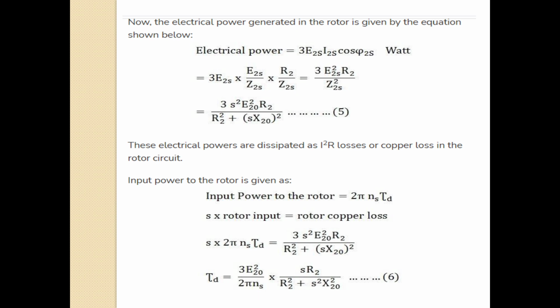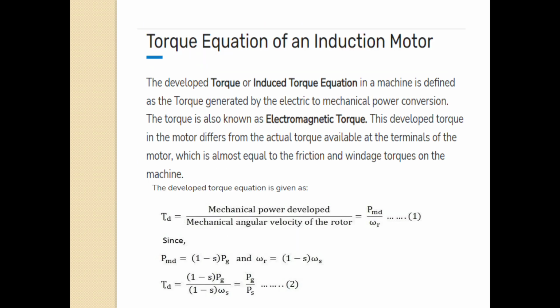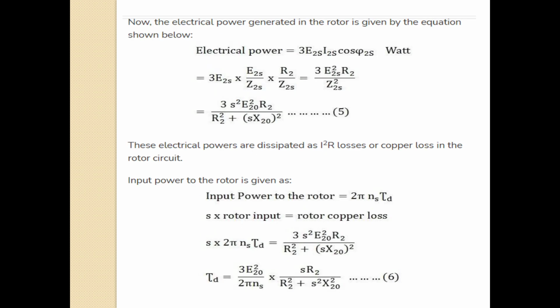Then the input power of the rotor is given by 2 pi ns times TD, and S into rotor input is equal to the rotor copper loss. This value will be substituted in the equation below. Rotor input is 2 pi ns TD. This value is substituted in this equation. Then the rotor copper loss value will be 3 S square E2 naught square R2 divided by R2 square plus (S X2 naught) the whole square.